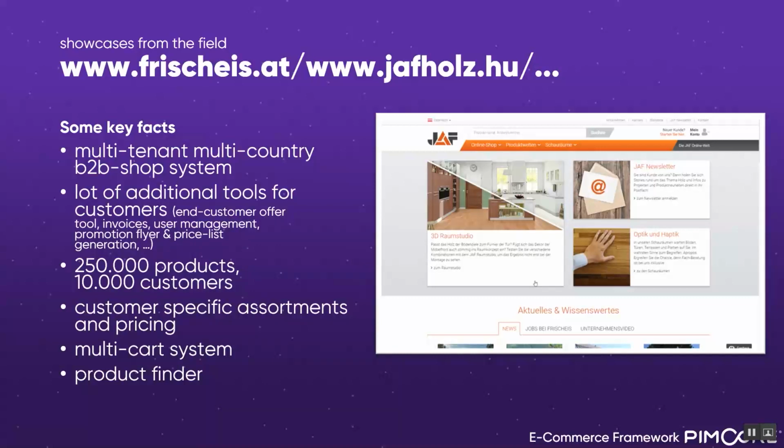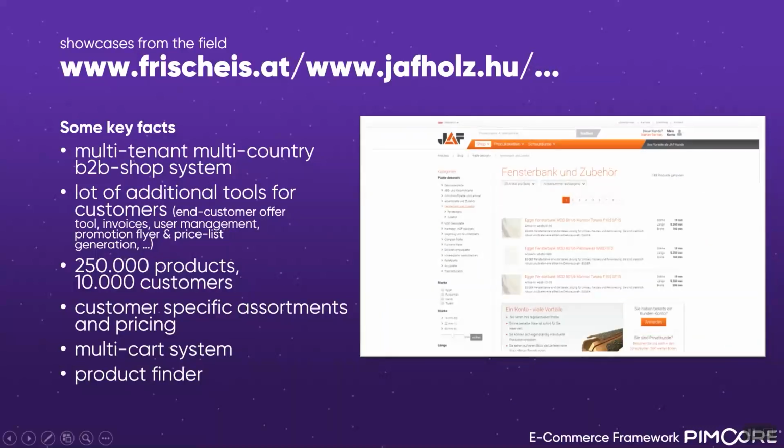First showcase is Frischeis. We saw them already at the beginning, in the first course. There we have created a multi-tenant, multi-country B2B shop system with lots of additional tools, with about 250,000 products and 10,000 customers. Each of these customers has customer-specific prices and assortments. So this is quite a complex use case.